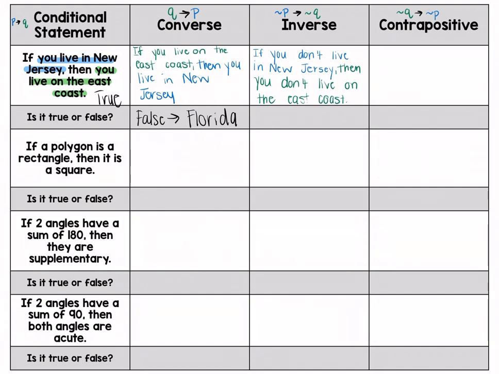And so we have to ask ourselves, is that true or false? Well, it's false, because even if you don't live in New Jersey, you can still live on the East Coast, right? If you don't live in New Jersey, you could still live in Florida, and that would mean you live on the East Coast. So that statement would be false.